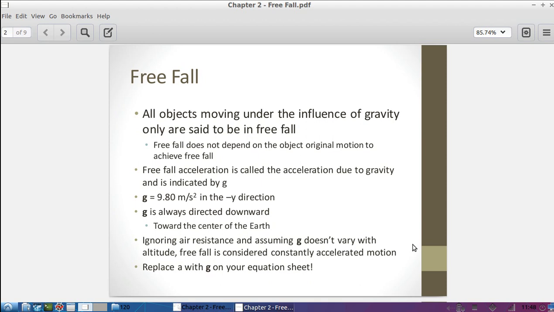So any object that's in the air close to the surface of the Earth is going to accelerate in the negative y direction. You know, what comes up must come down, right? So every object in the air is going to accelerate towards the surface of the Earth. Our coordinate system is going to follow the convention that anything traveling up in the air away from the surface of the Earth is the positive y direction, and down towards the surface of the Earth is going to be the negative y direction.